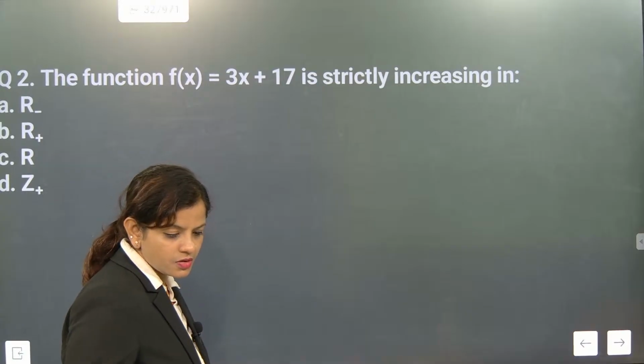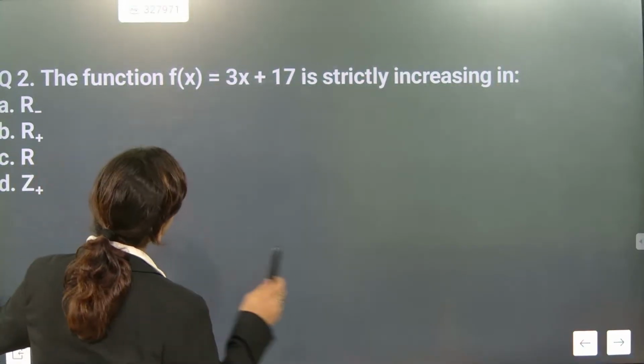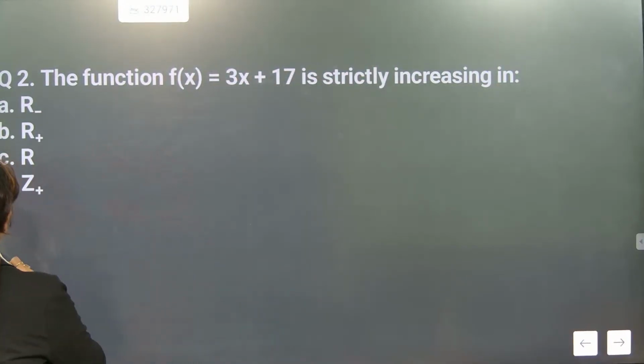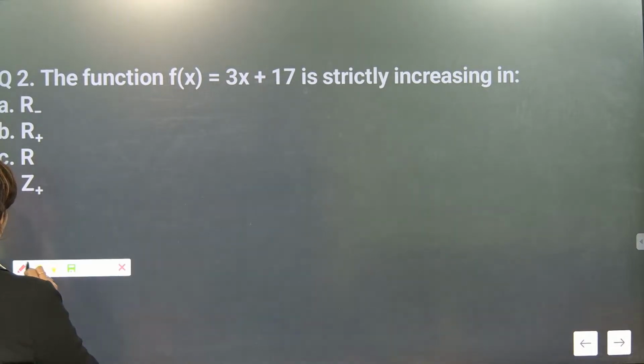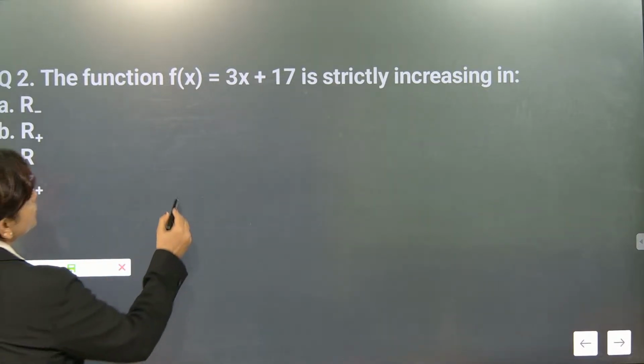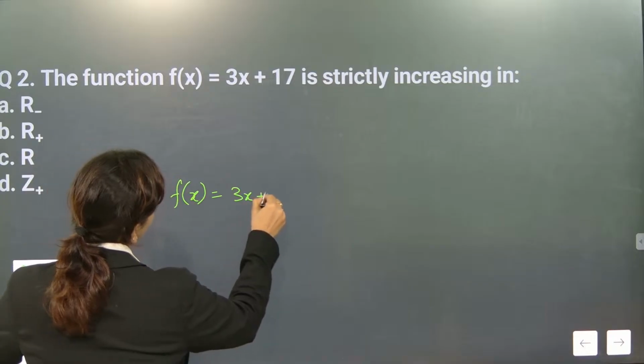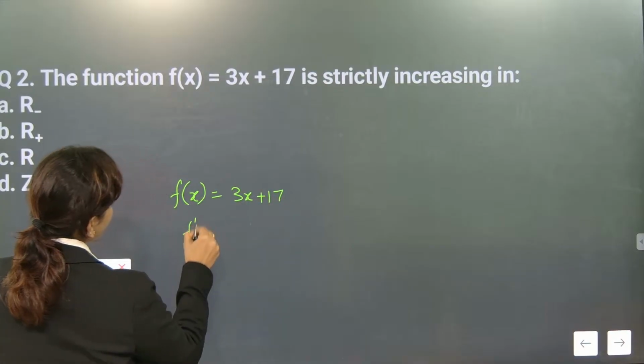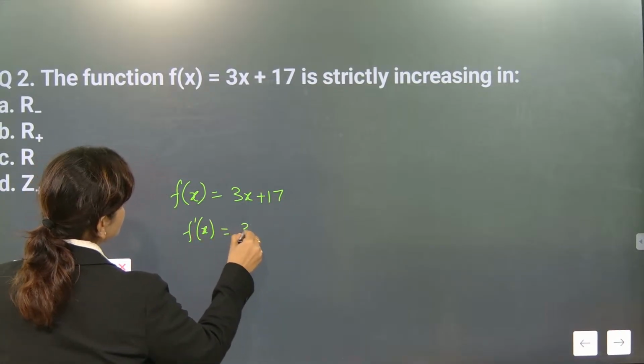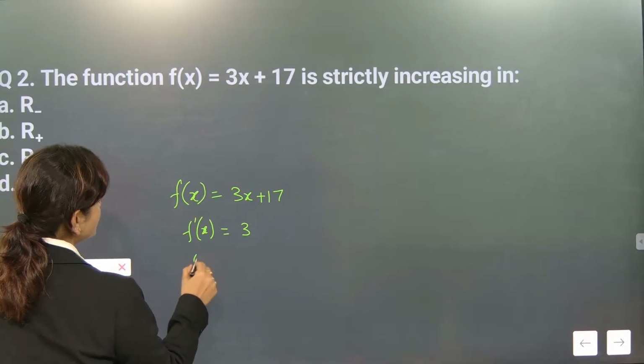Okay, Watson. What is the correct answer here? It is strictly increasing. So first f dash x, we'll check this part. What is the limit? It is strictly increasing. First, f of x is equal to 3x plus 17, given to you. Then f dash x is equal to 3. So f dash x is greater than 0.